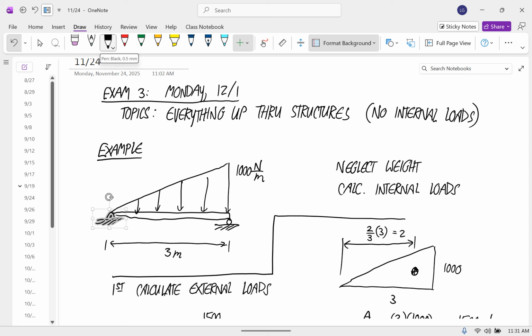Yes? So you said it was non-uniform. Yeah, like distributed. Right. So it is non-uniform through the whole beam? In this case, yeah. Okay.